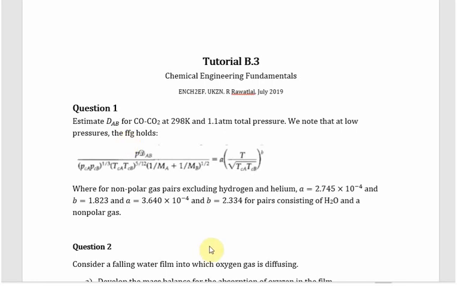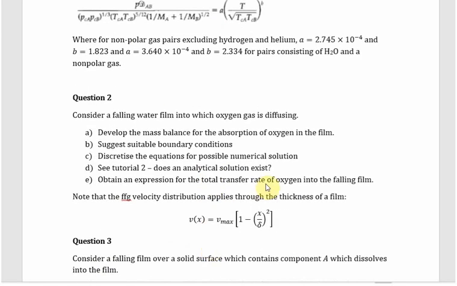All right. Now let's go on to question 2. Let's read it first. So we are told that we have a falling water film into which oxygen gas is diffusing. And when we talk about falling films, of course, there's a film building up on some wall, and that film is falling against that wall. So bearing that in mind, we want to develop the mass balance for the absorption of the component from the gas phase into the film. And of course, the film is considered to be in the liquid phase.